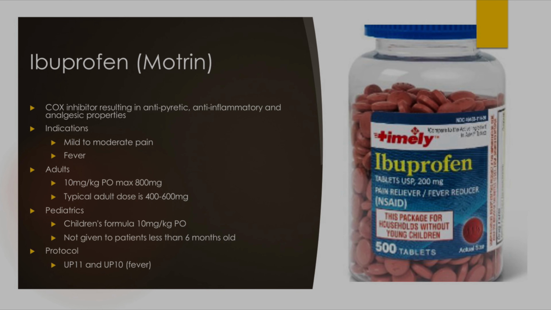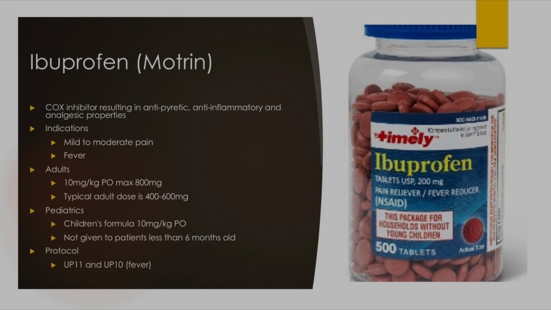Next up is ibuprofen, Motrin, one of the most widely used medications in the world. Like other NSAIDs, it's a COX inhibitor, which reduces prostaglandin production. That gives it three key properties. It's antipyretic, anti-inflammatory, and analgesic. In the field, we mainly use it for mild to moderate pain and fever.